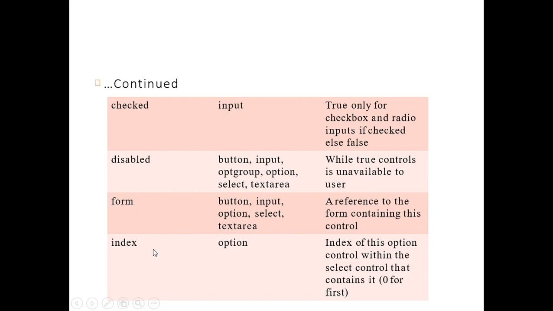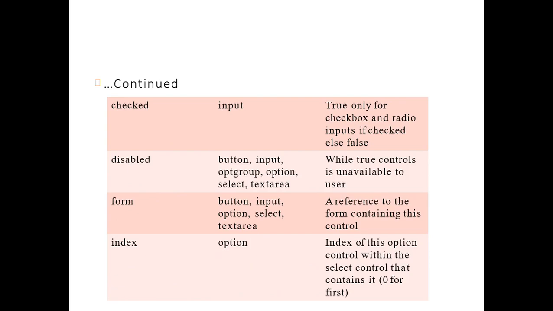Next is the index. Option index is the index of this option control within the select control that contains it. Index is a property of an option. Some option is there, and the property is the index. What is the index? Index of this option control within the select control that contains it. 0 for the first, 1 for the second. Basically in array structure we start our index subscript from 0 to n minus 1. That's why they are saying 0. 0 is a standard term, so you can use that 0 also.